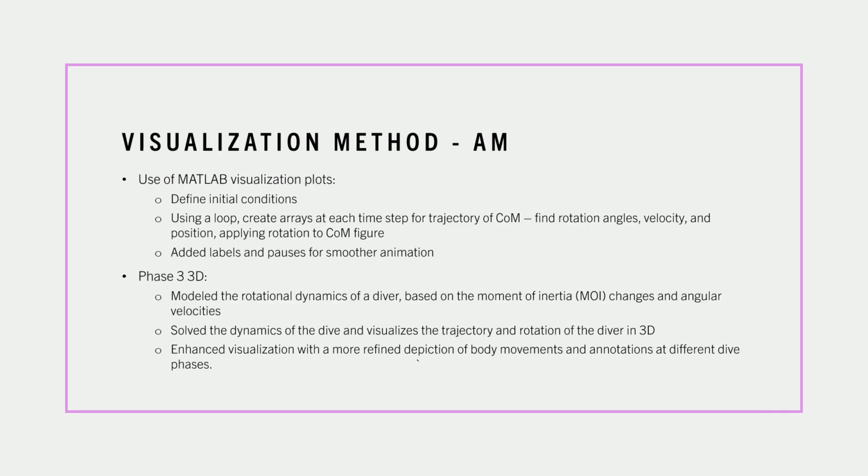In order to do the visualization, we had to use MATLAB visualization plots and 3D. Using that for phase 1 and 2, we modeled the center of mass in the visualization plots using a straight line in order to show the center of mass. In order to do that, we used initial conditions, creating a loop and arrays at each time step for the trajectory of the center of mass, using rotation angles, velocity, position, and applying the rotation to the center of mass. Then we added labels and pauses for a smoother transition and to label the graphs afterwards, recording the graph as it moves through space and time.